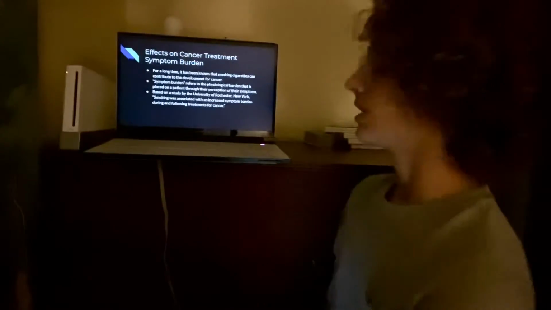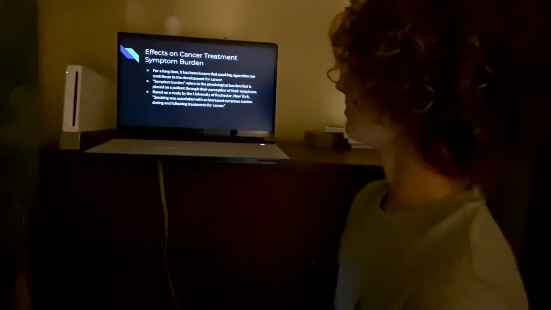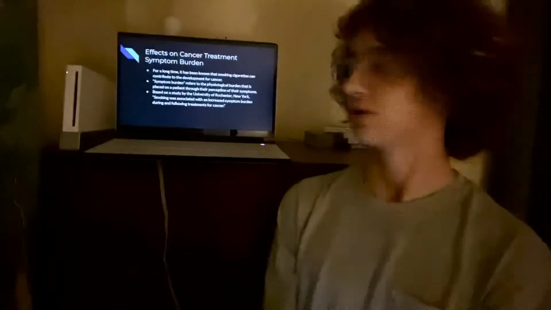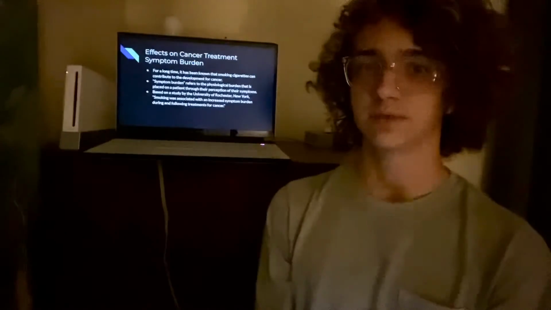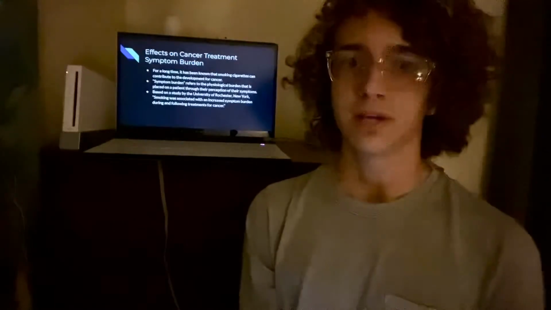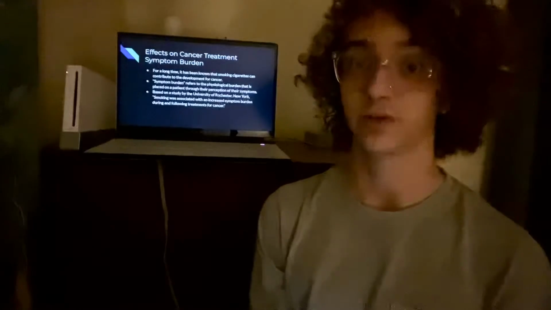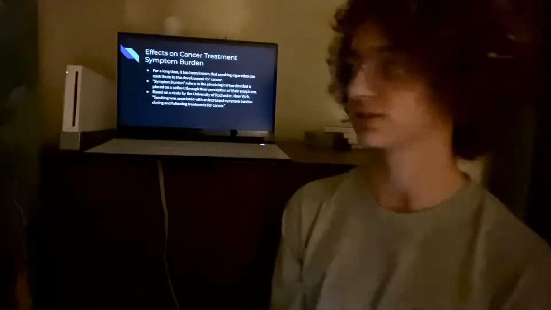Treating cancer can cause what's known as symptom burden. This refers to the physiological burden that is placed on a patient through their perception of their symptoms. Basically, when a patient has very severe symptoms, it can actually bring about physiological symptoms that are not necessarily related to the treatment of the cancer.